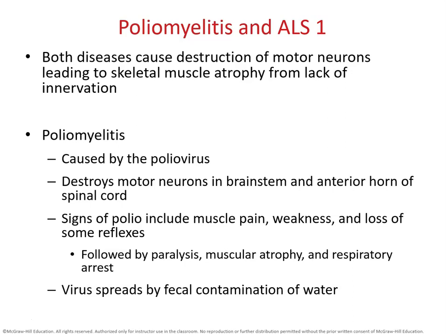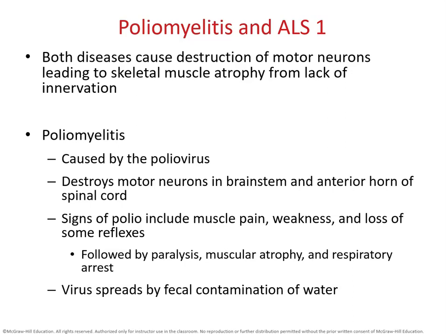So there's a disease, ALS, used to be called Lou Gehrig's disease, and then polio, full name poliomyelitis. These are two diseases that we observe when we have destruction of the motor neurons. And when those motor neurons are damaged, the skeletal muscles that they innervated atrophy. Okay, so poliomyelitis.